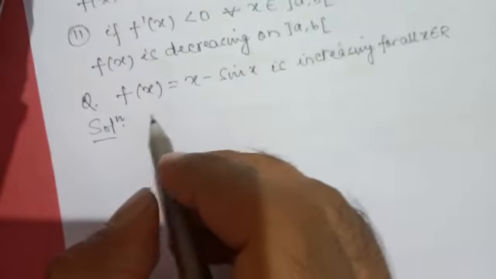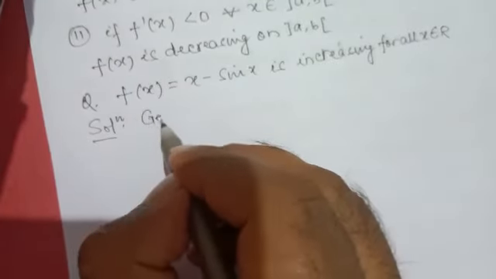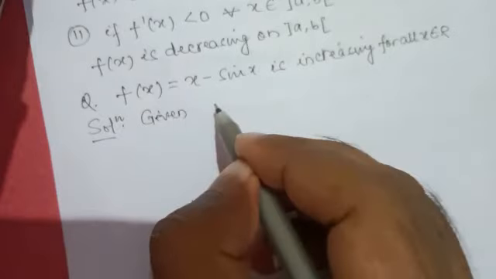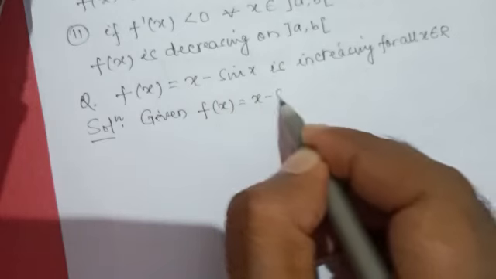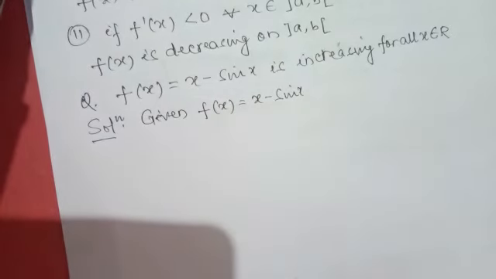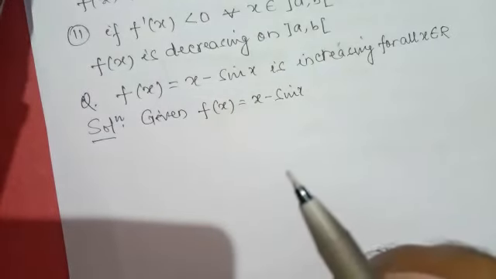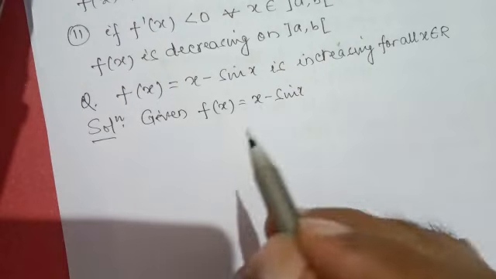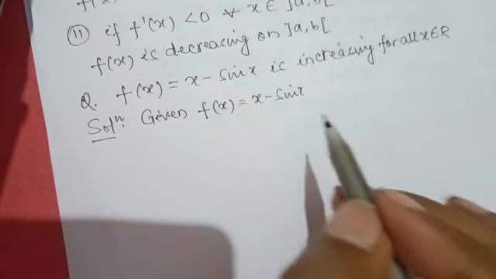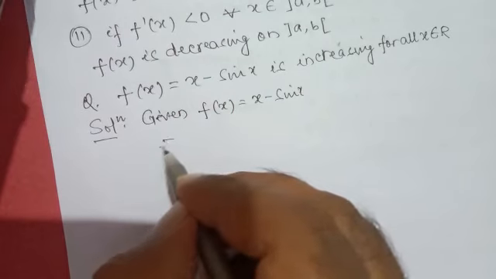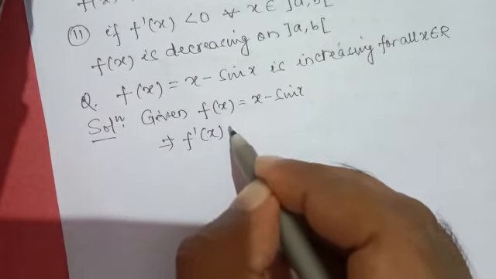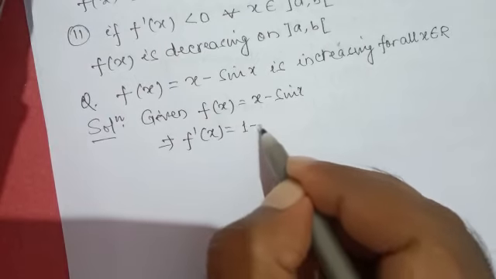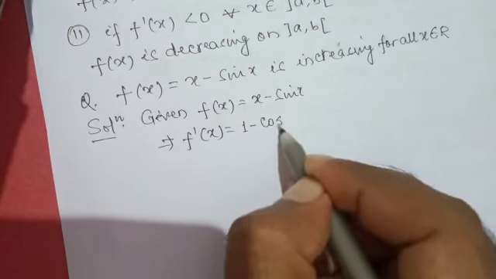So what is given? It is given f(x) is equal to x minus sin x. Differentiate both sides with respect to x. So on differentiation we have f'(x) is equal to 1 minus, and differentiation of sin x will be cos x.